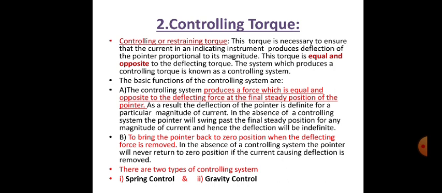The controlling torque is that torque which makes the deflection proportional to the quantity which is being measured at that moment. Another utility of controlling torque is that it restores the pointer to zero position once the actuating quantity is removed. If the controlling torque was absent, the pointer would have remained in the full scale position, and would not have come back to the zero position when the actuating quantity is removed. Now, there are two types of method of generating the controlling torque. One is spring control method and the other is the gravity control method.